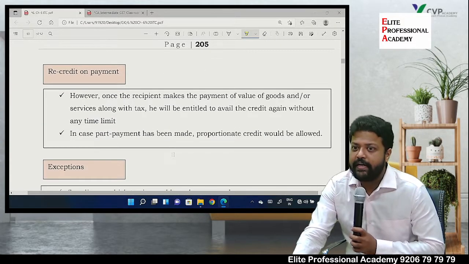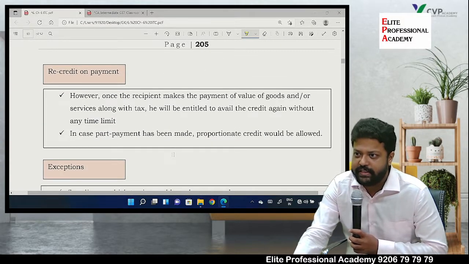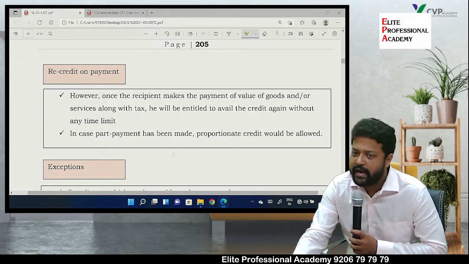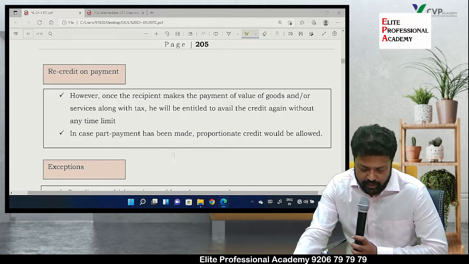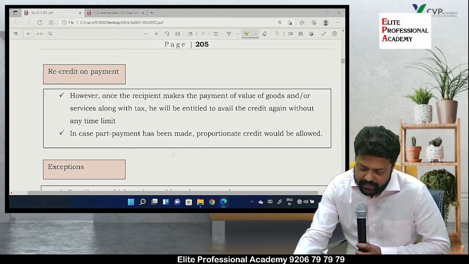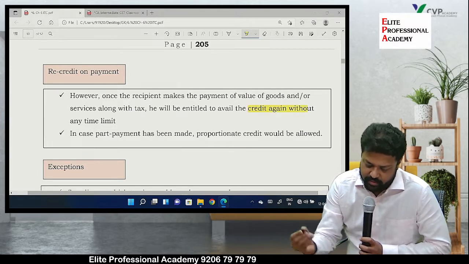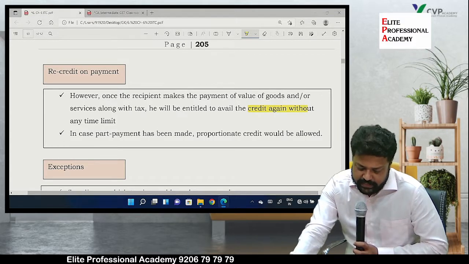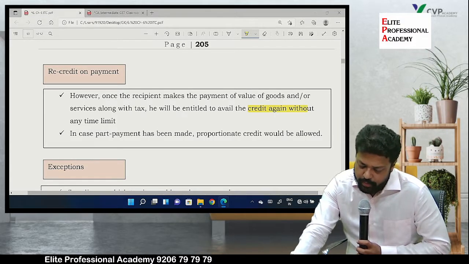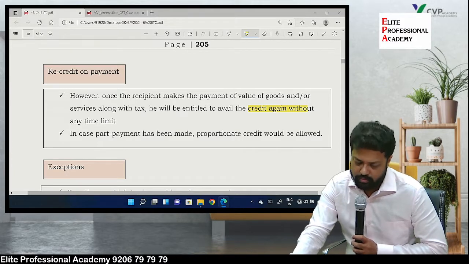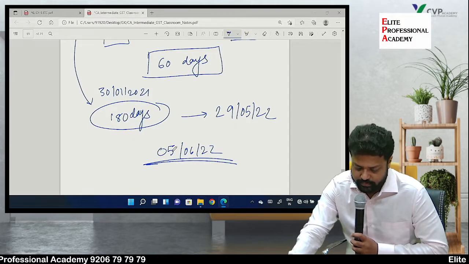Okay. Now recredit on payment. It is called re-availment in GST. Re-availment means first it was availed, then it was sent back, and now you are re-availing it. However, once the recipient makes the payment of value of goods and or services along with tax, he will be entitled to avail the credit again without any time limit. In case part payment has been made, proportionate credit would be allowed.